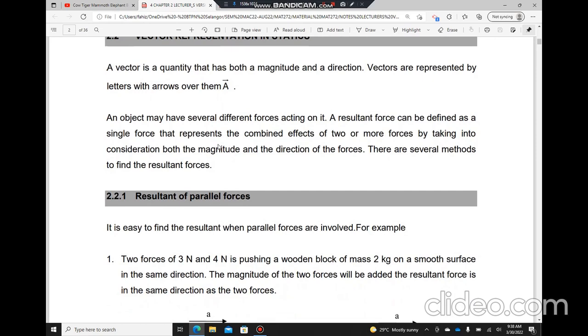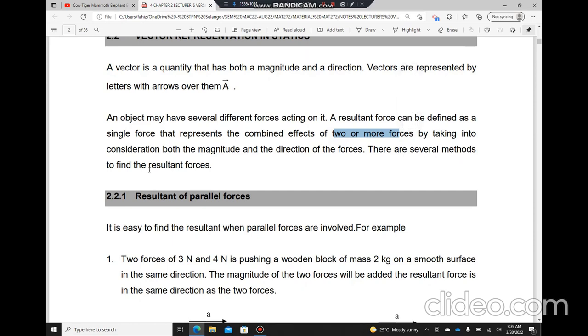Okay, an object may have several different forces acting on it. A resultant force can be defined as a single force that represents the combined effects of two or more forces by taking into consideration both the magnitude and direction of the forces. Okay, untuk resultant force maksudnya dia adalah combination untuk single force. So katakan awak ada force F1, F2, F3. So resultant force tu adalah hasil tambah daripada F1, F2 and F3. So dia akan jadi single force. Sebab dia kata kat sini that combine effects of two or more forces. Dia combine daripada dua atau lebih force.